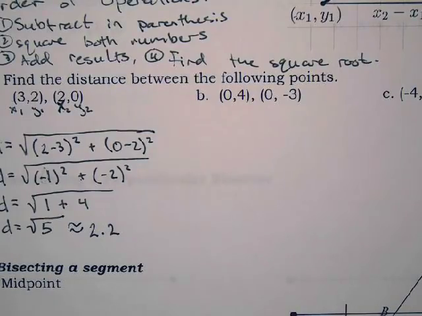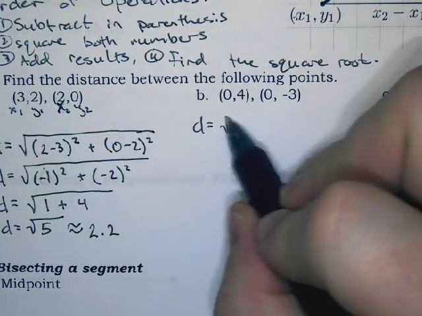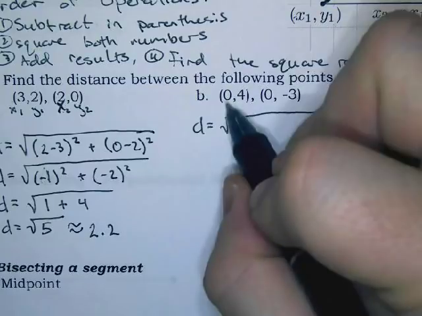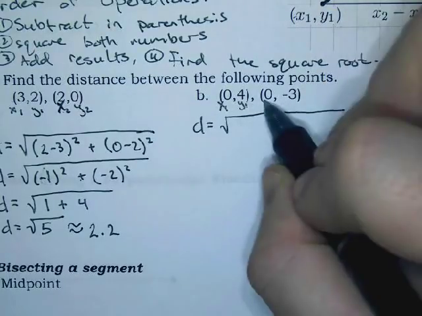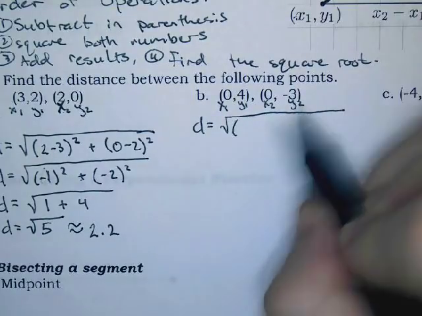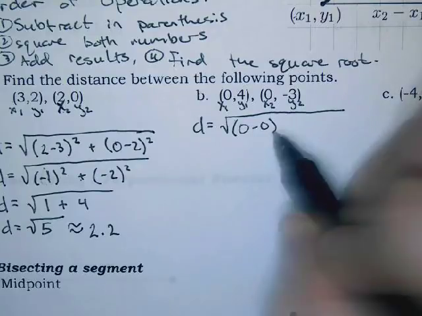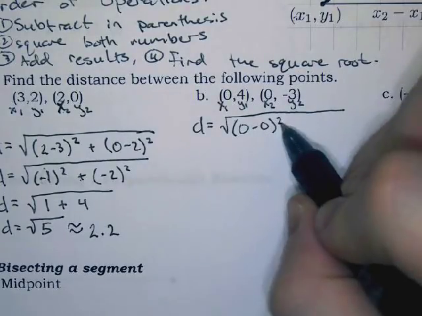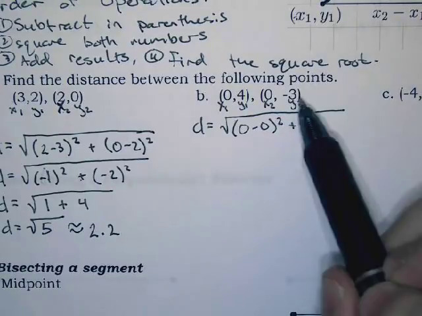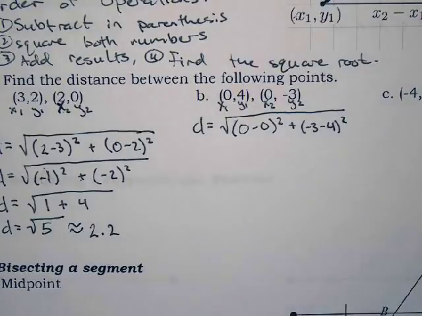So if you tried letter b on your own, let's look at it together. So we'll have d is equal to the square root. I'm going to use my labeling system: x1, y1, x2, y2. Let's plug in. So I have x2 minus x1, so 0 minus 0. Then I'll square that, plus y2 minus y1, so that's negative 3 minus 4, and then I'll square that.